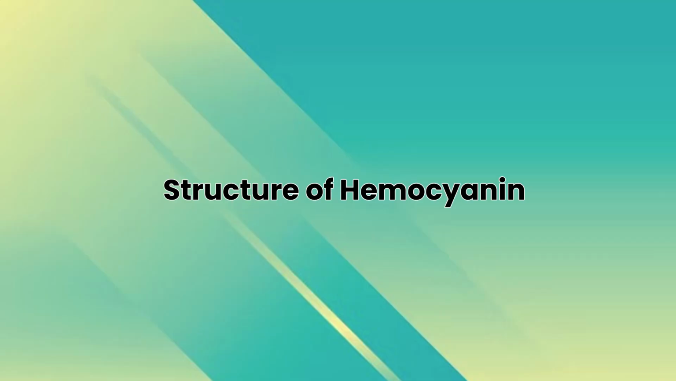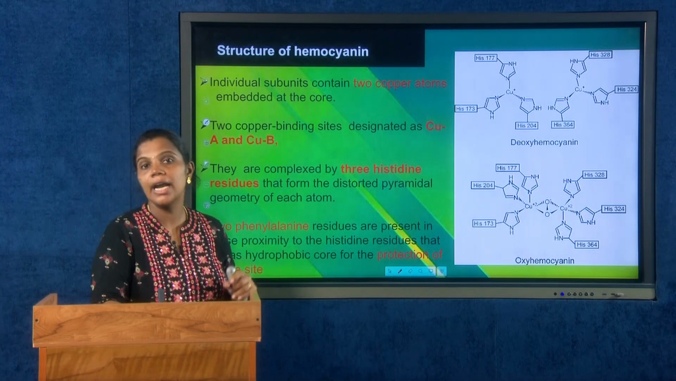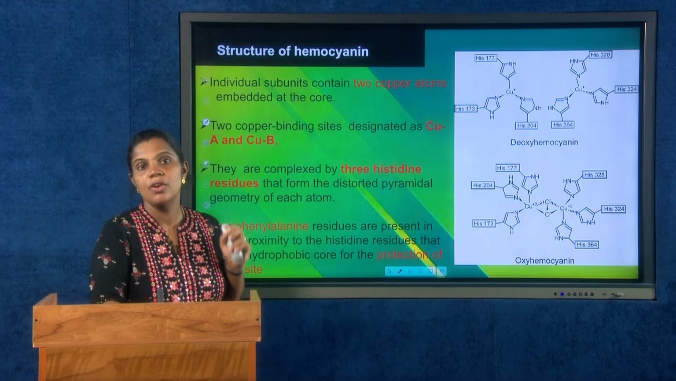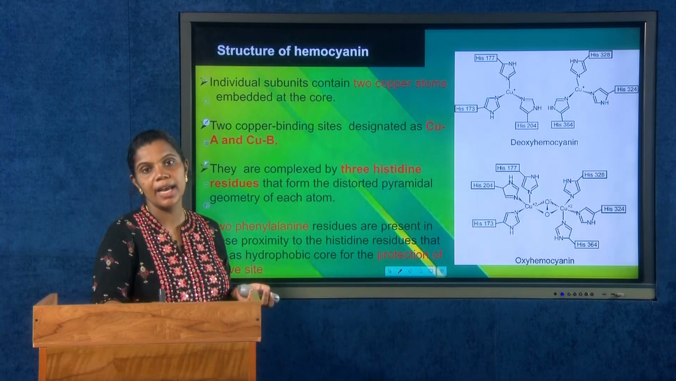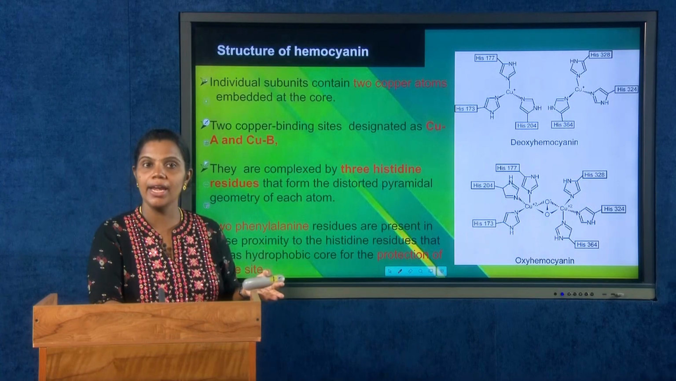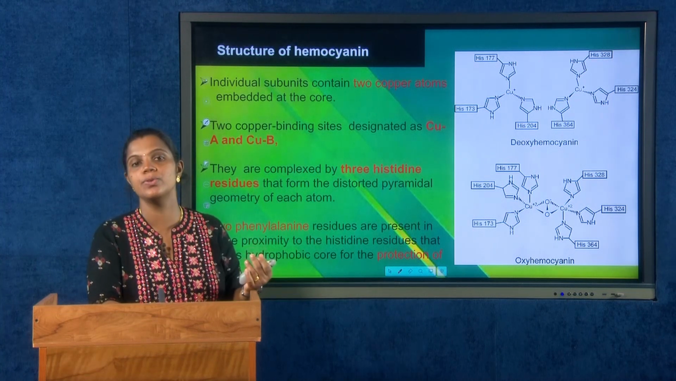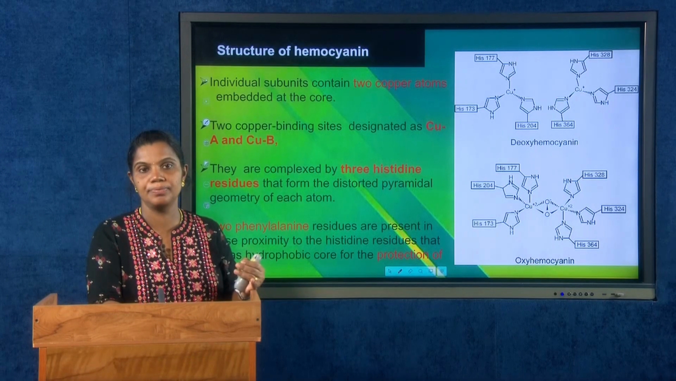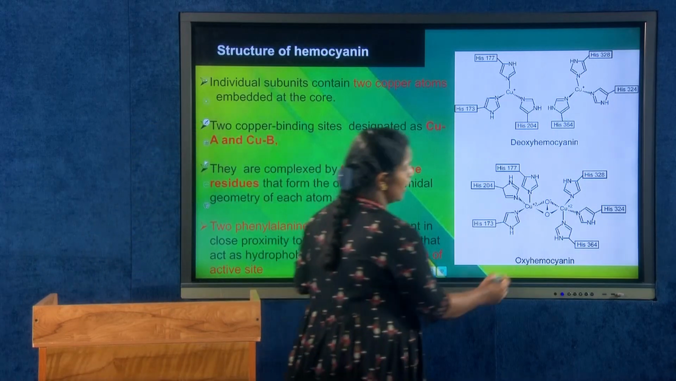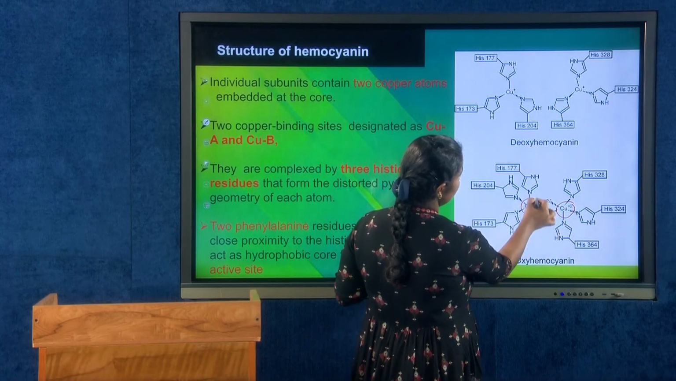Now, let us see the structure of hemocyanin in detail. The individual subunits of hemocyanin contain 2 copper atoms embedded at the core. The 2 copper atoms, or binding sites, can be designated as copper A and copper B. They are complexed by 3 histidine residues that form a distorted pyramidal geometry at each atom. You can see a binuclear copper here.